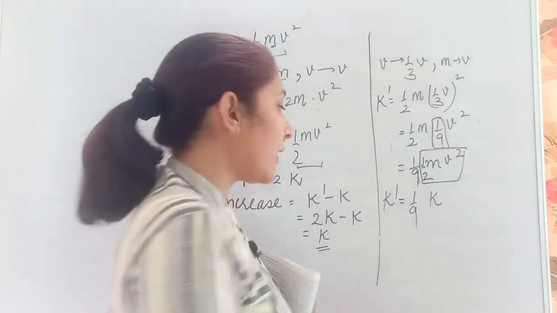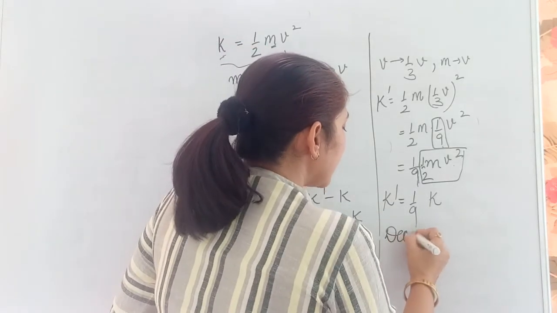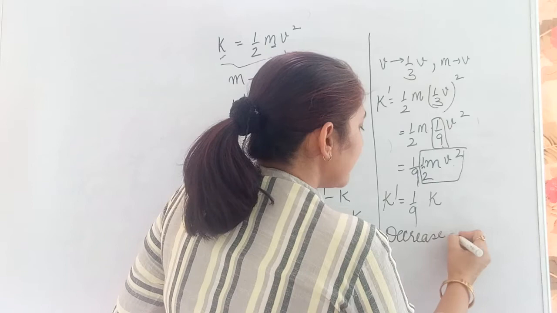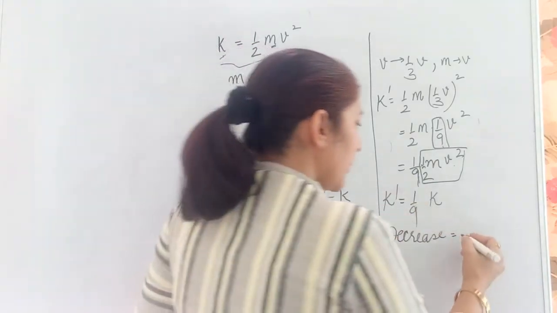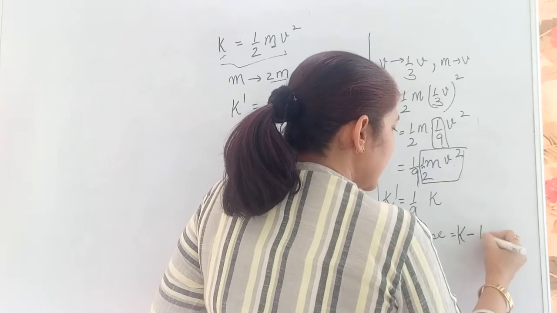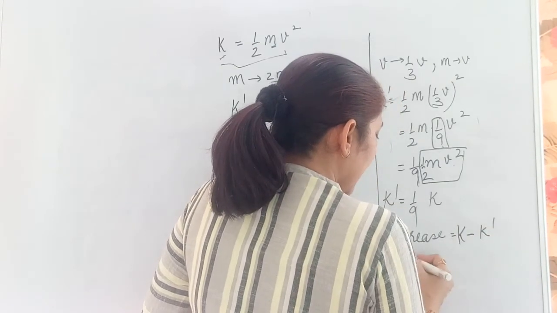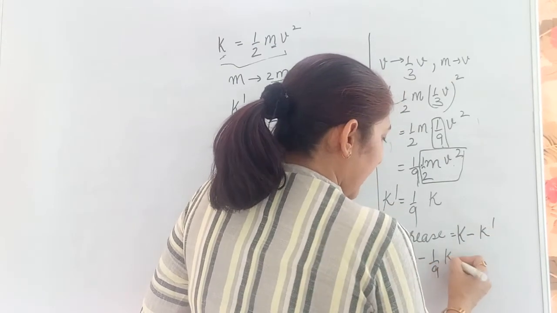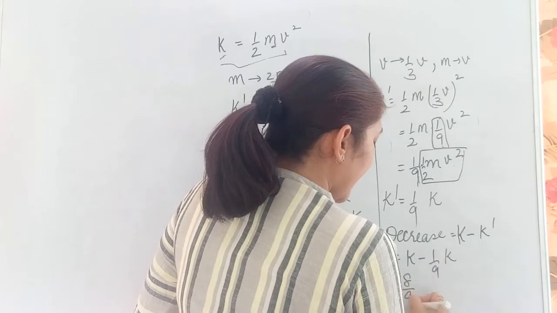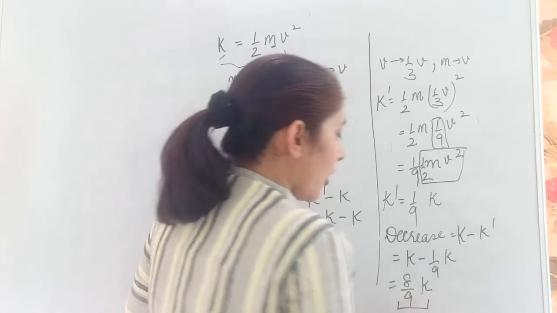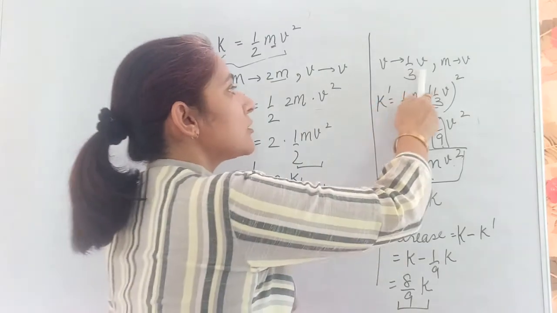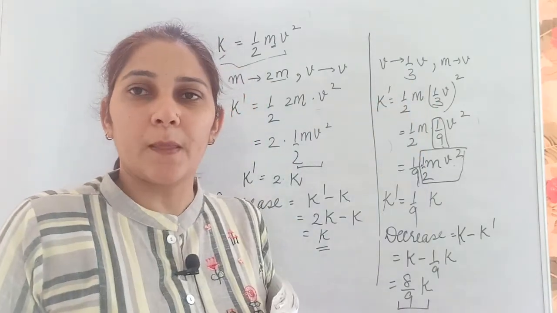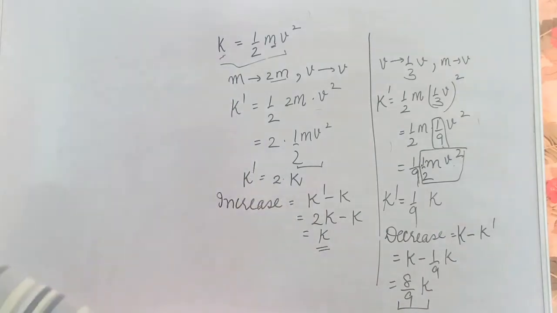And how can we find out that decrease in energy? Decrease is given by, again the same thing, you subtract the smaller value from the bigger one. So here the bigger one is K and smaller is K dash. So this is K minus 1 by 9 K, that becomes 8 by 9 K. So this is the value by which the energy is decreased after changing velocity to 1 by 3 v. Okay. Now coming on to the next one.